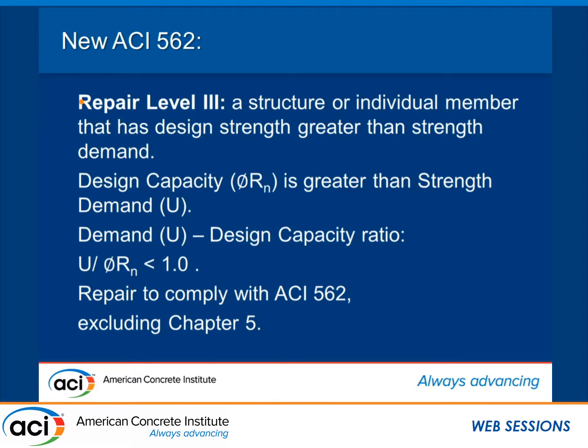This is where the individual members and the structure have a strength greater than the strength demand. So your design capacity is greater than strength. That doesn't mean that you don't use 562 to design your repairs for your spalls and the topping of a parking structure, or spalls on the outside of a column. Don't correct for cover that's necessary on reinforcement.